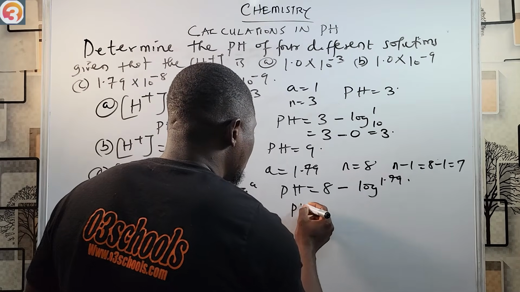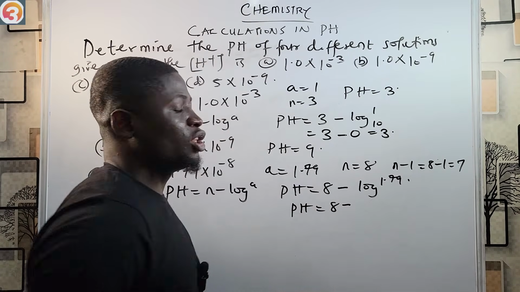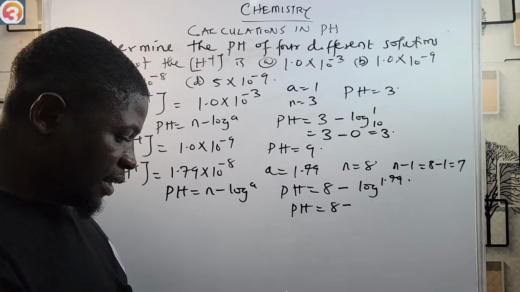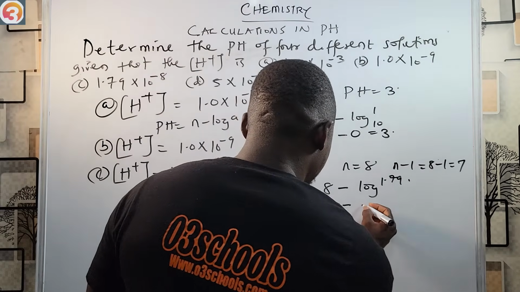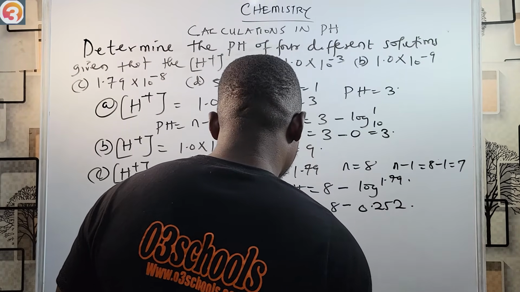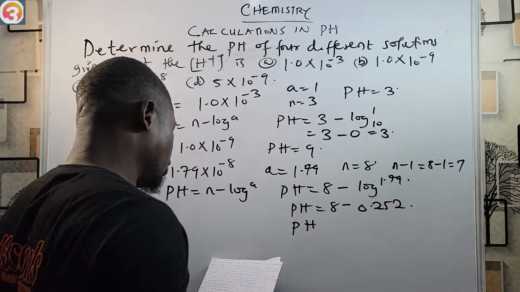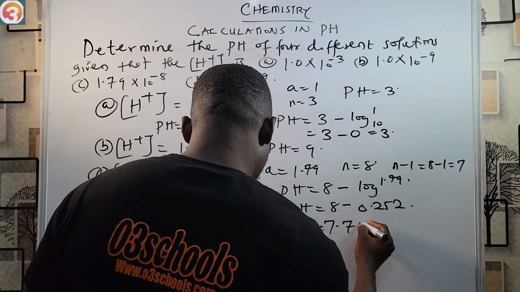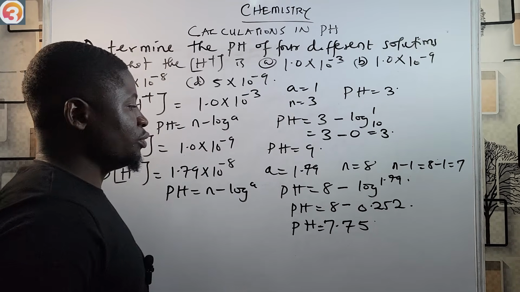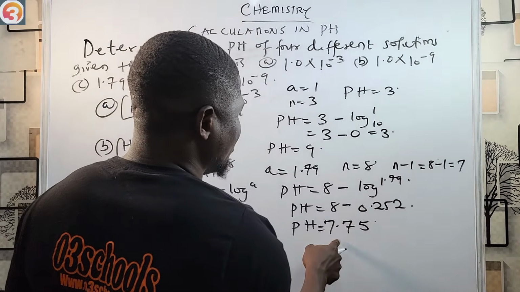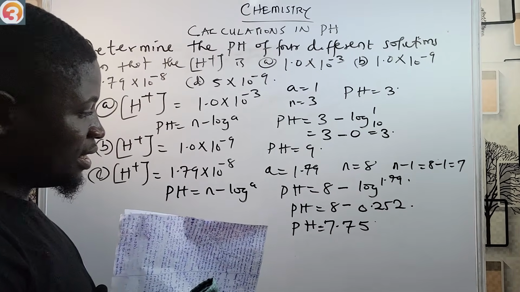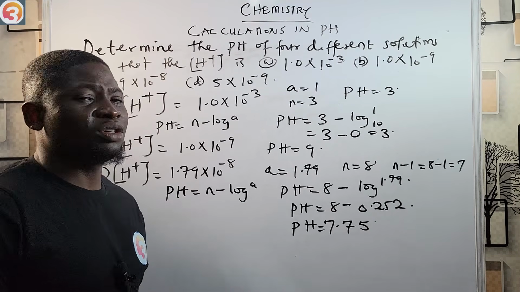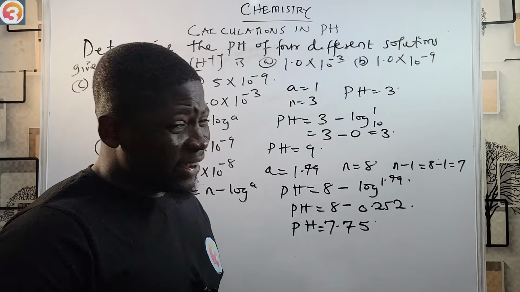So I'm going to have pH is equal to 8 minus log of 1.79. Press your calculator, right? From what I've solved here, log of 1.79 is 0.252. So our pH now will be 8 minus 0.252, which is 7.75, which is between 7 and 8. It's as simple as ABC. So solving questions on pH is very, very easy.